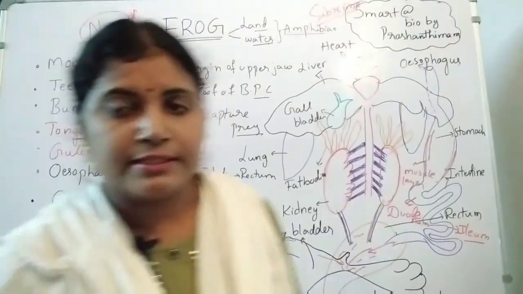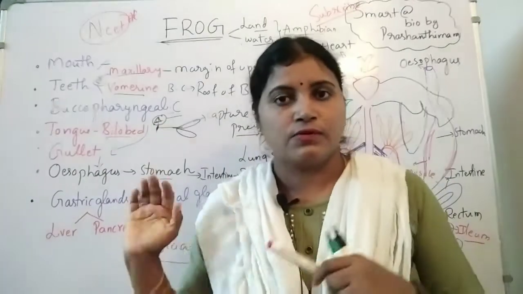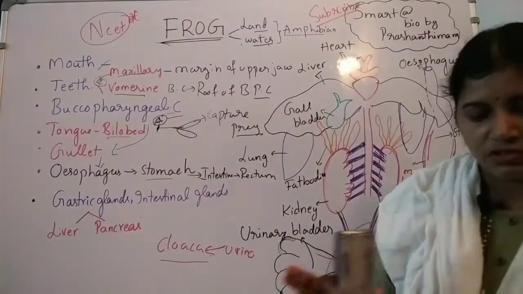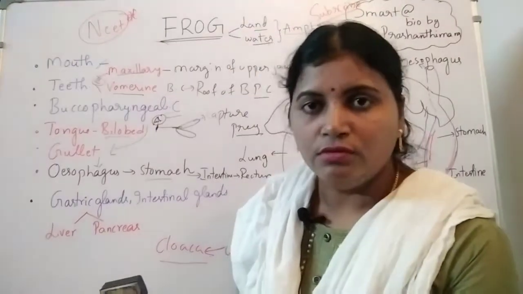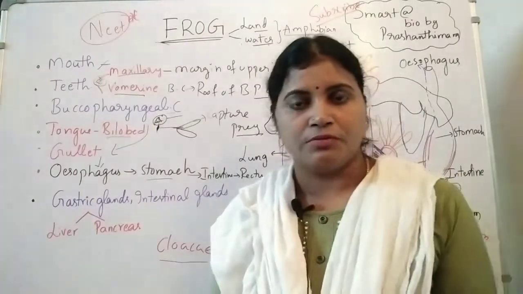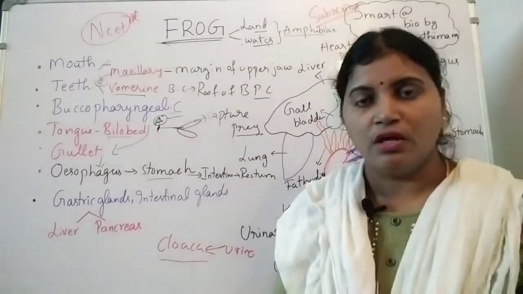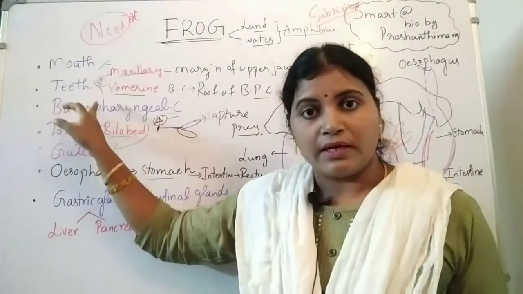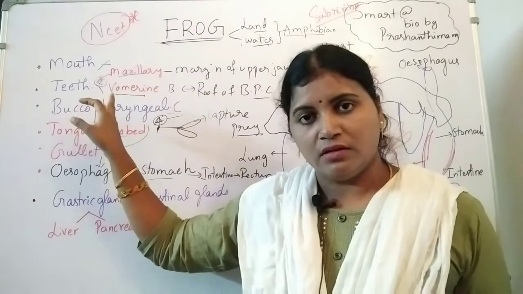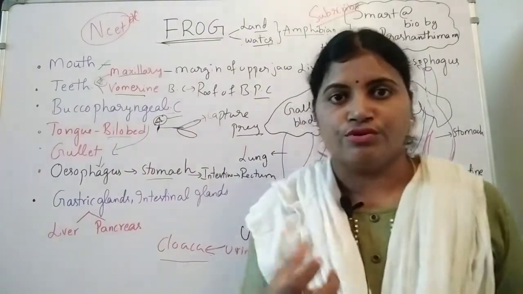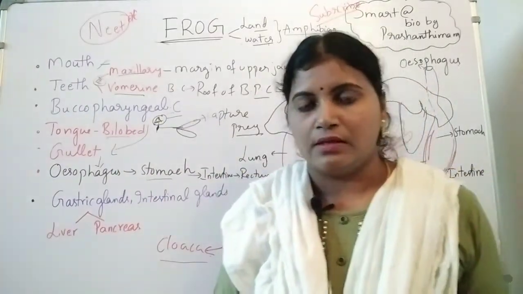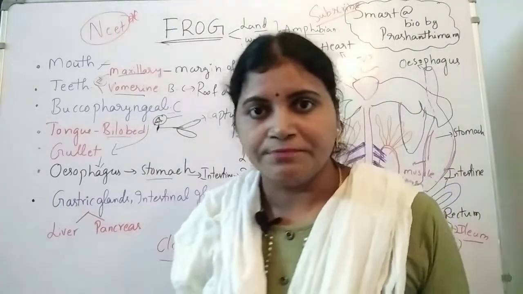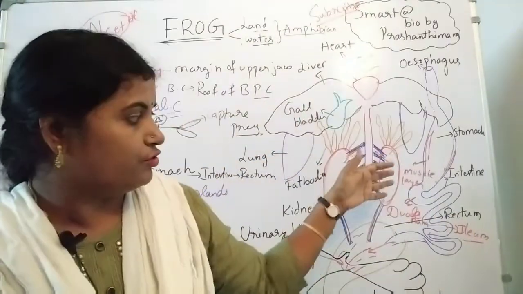Now we'll see the digestion. This was about the digestive system. The digestion part is very simple. The food is captured by the tongue and enters into the mouth. In the buccopharyngeal cavity, the teeth crush the food material. That crushed food then enters into the stomach through the esophagus.